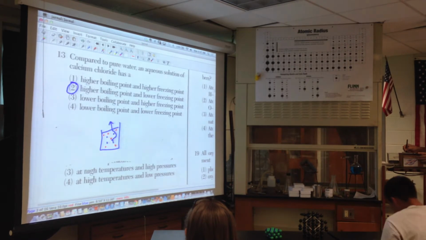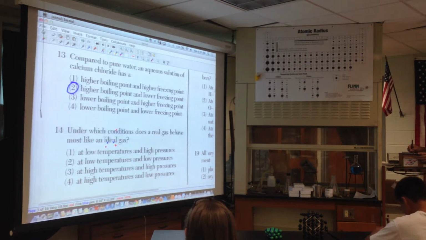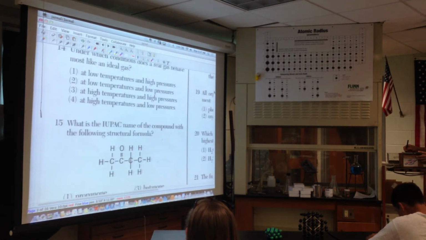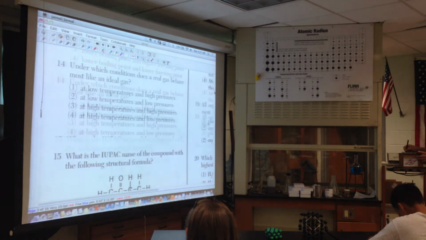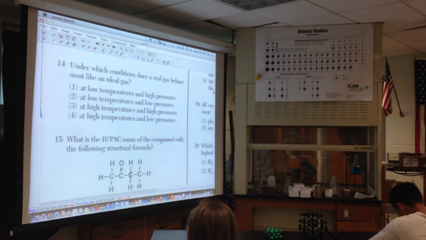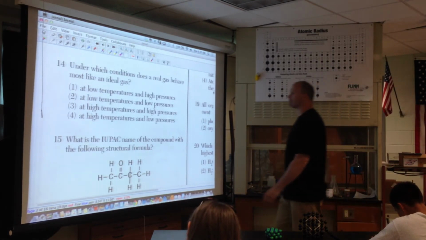If you remember anything, remember the fingers. Okay. Number 14. Okay, 14, I can do this. Under which conditions does a real gas behave like an ideal gas?